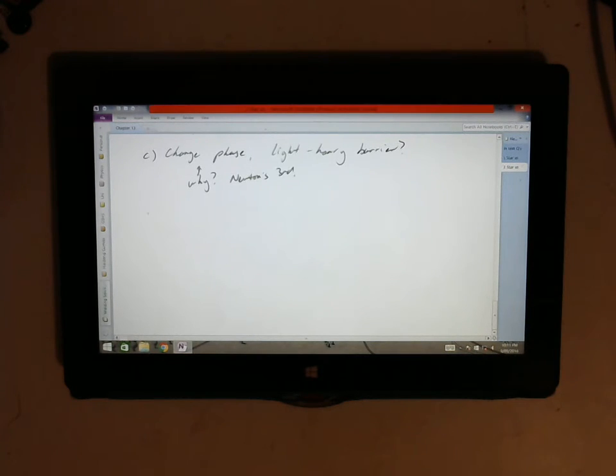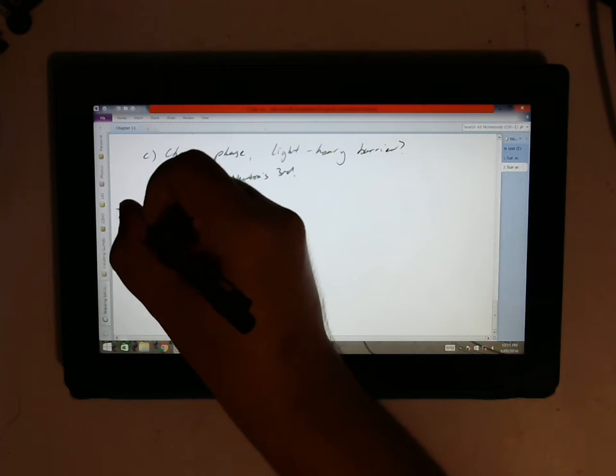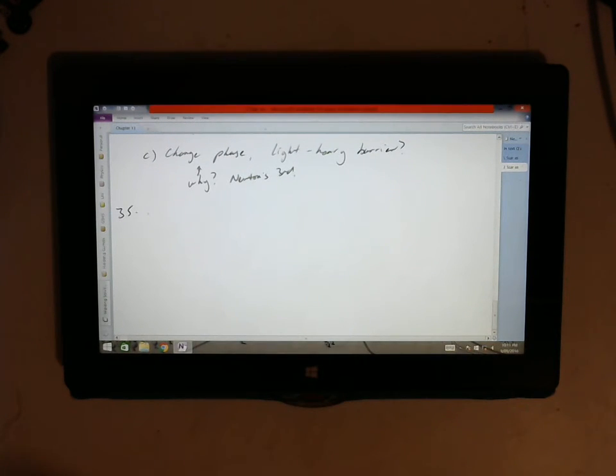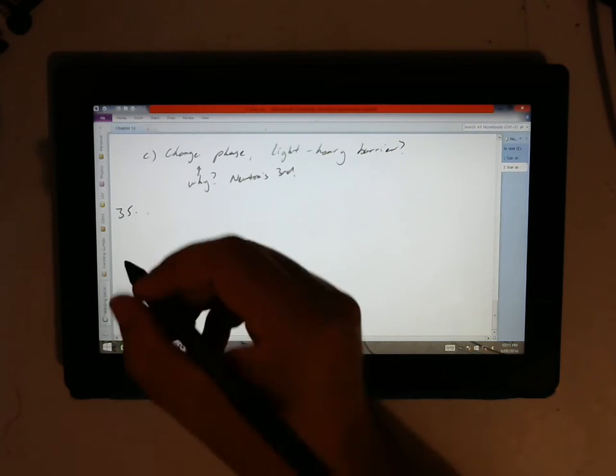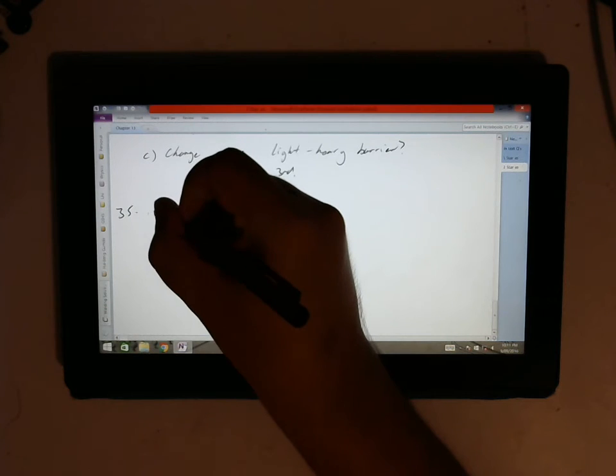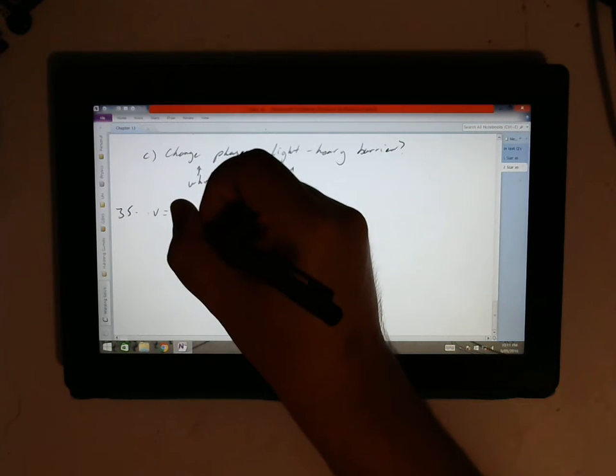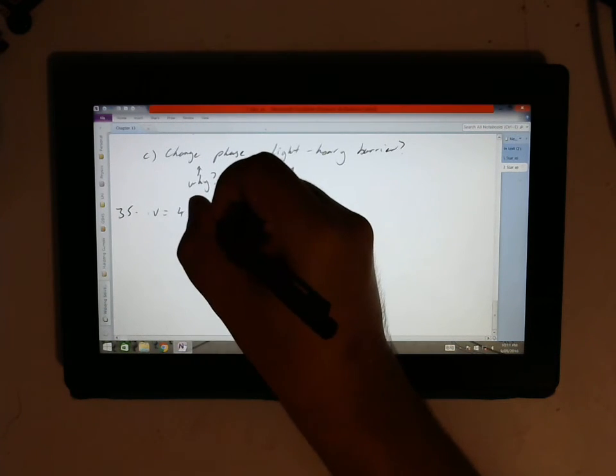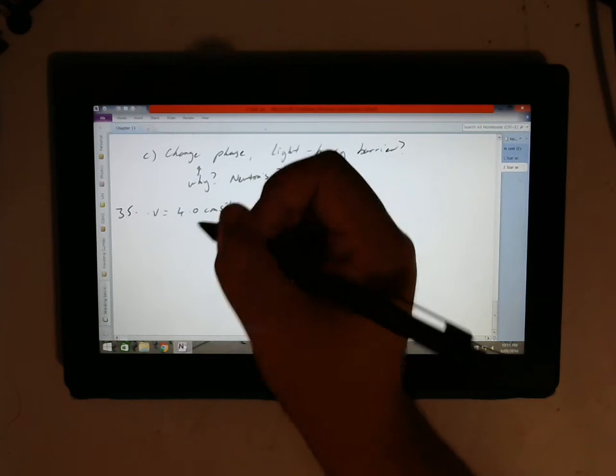Okay, question 35. So we've got a graph there, and that's figure 13.45. It illustrates a pulse that is moving to the right along a stretched rope at a speed of 4 centimeters per second. Now we've got speed. I'm just going to write velocity because it is moving in a straight line, which means it is the same thing. 4.0 centimeters per second.